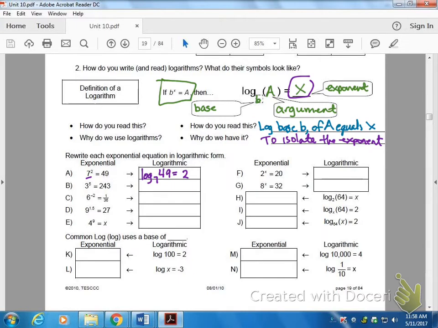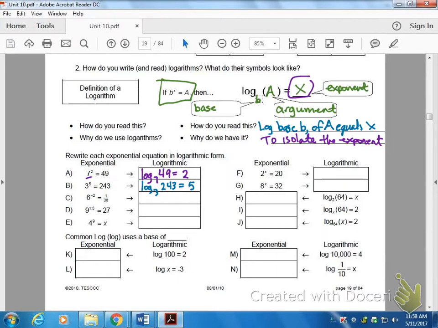We have 3 to the 5th power equals 243. So I write the word log. Then I write the base. In this case, the base is 3. I got a 243, and my exponent was a 5. Okay? So what is this? This is 3 to the 5th power gives me a 243. Let me do one more.